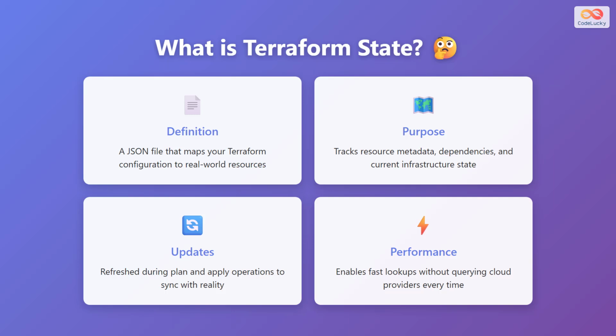Terraform State is a JSON file that acts as a bridge between your configuration code and the actual resources deployed in the cloud. It serves multiple purposes. First, it maps your Terraform configuration to real-world resources. Second, it tracks resource metadata and dependencies to understand relationships between components. The state file is refreshed during plan and apply operations to stay synchronized with reality. Finally, it enables fast lookups, allowing Terraform to check resource status without querying cloud providers every single time, which significantly improves performance.